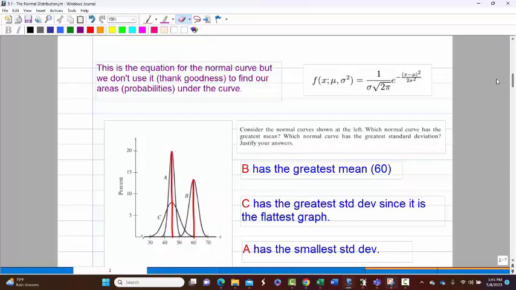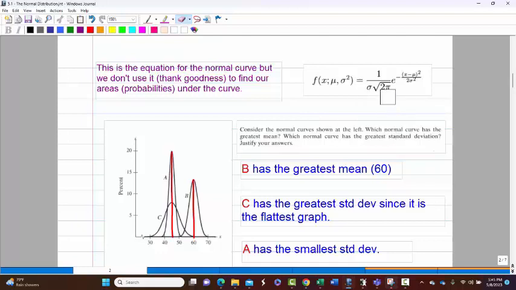Now this, we don't need to worry about this, but any graph has to come from some equation, and the normal curve actually comes from this big old mess right here. Fortunately, we don't need to actually do that. We will be using technology, and if we weren't, finding the area requires calculus and a whole bunch of other stuff, but not our problem. I just wanted you to see that.